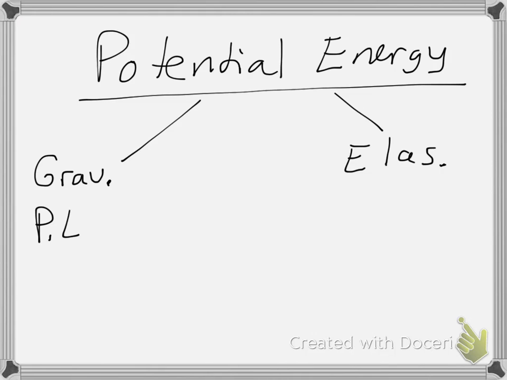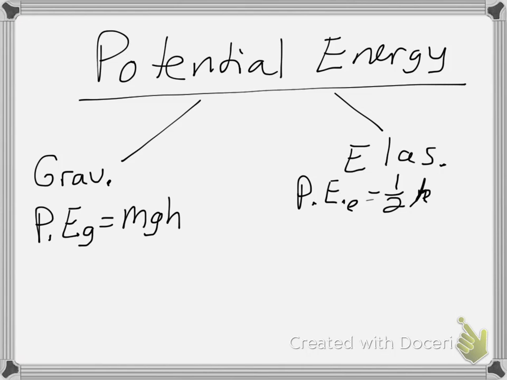And we typically write gravitational potential energy as mgh, and we write elastic potential energy as 1/2 kx squared, where again k is the spring constant and x is the distance the spring has been stretched from equilibrium.